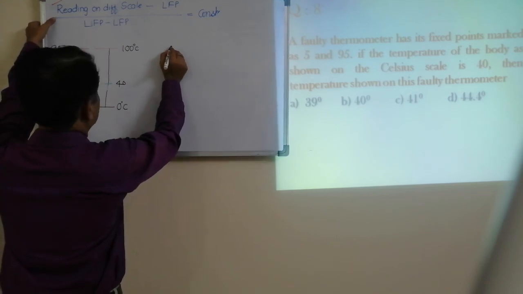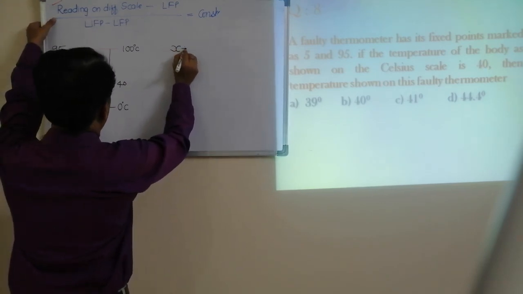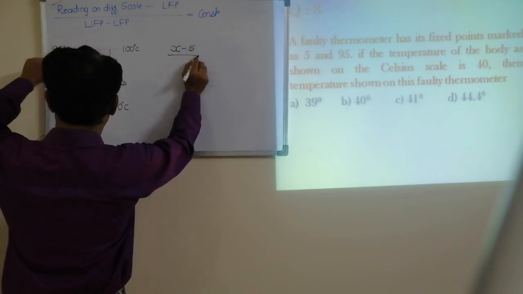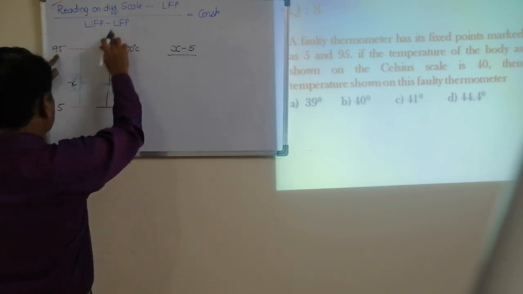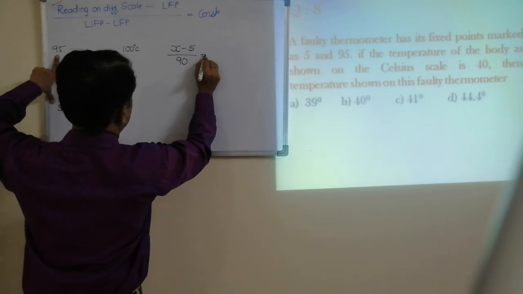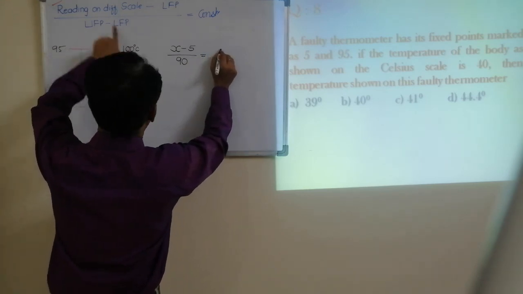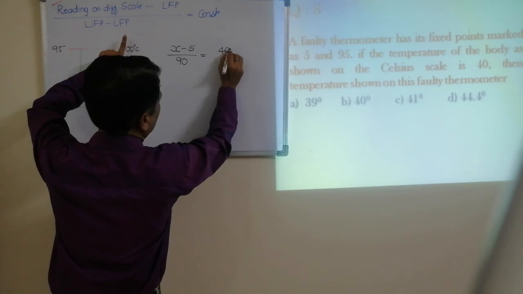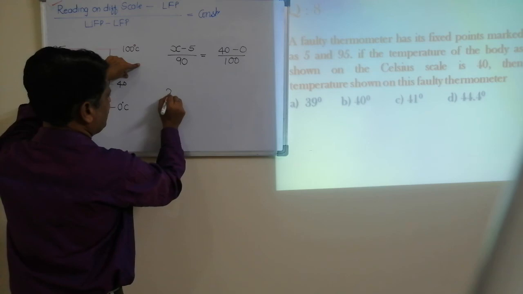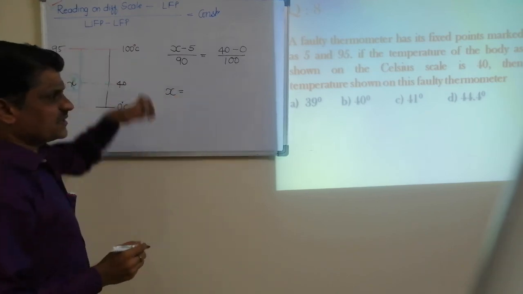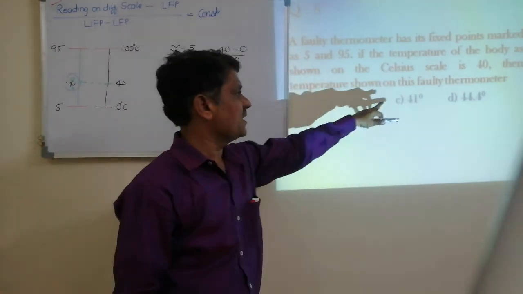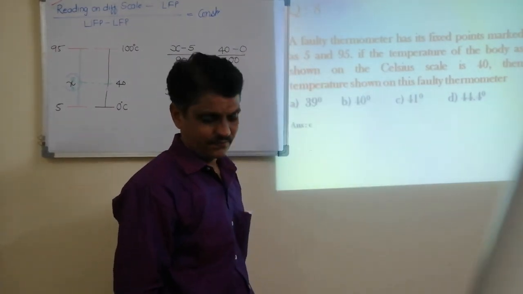Reading on this scale is say X, minus lower fixed point 5, divided by upper fixed point 95 minus lower fixed point 5, so this is 90, is equal to the reading on the Celsius scale 40 minus 0, divided by 100. Hope you can simplify to get the value of X. Pause the screen and try. So the answer is C, 41 degree here.